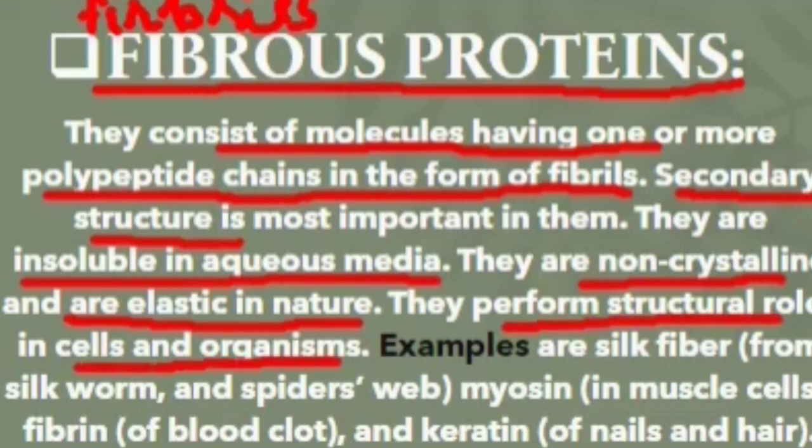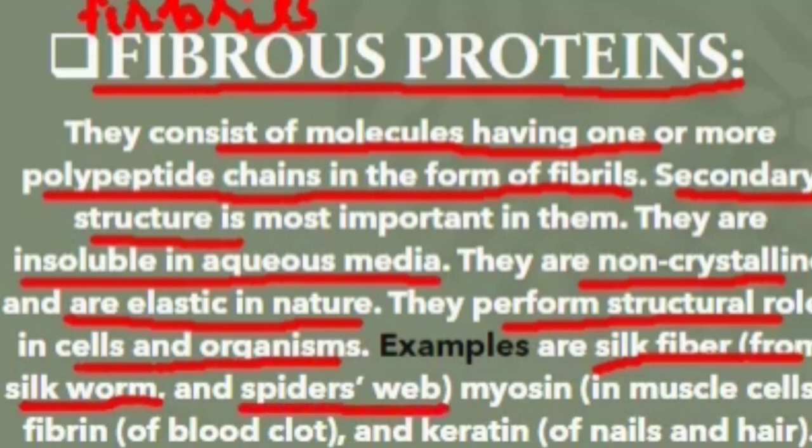The third property is that they perform structural roles in cells and organisms. For example, silk fiber from the silkworm. The silkworm forms silk fiber with the help of its salivary glands. Basically, the silkworm releases saliva from the salivary gland, and the gland modifies its saliva into the form of silk proteins. These glands are known as silk glands in the silkworm, and these silk glands produce fibrous proteins which are present in the silk fiber. And the spider's web.